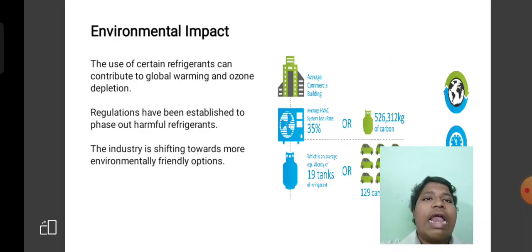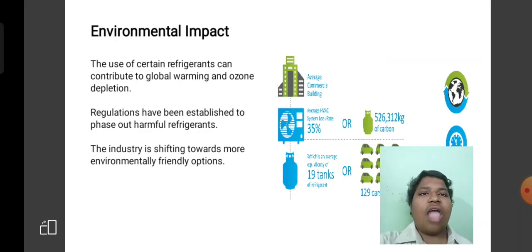Next, environmental impact. The use of certain refrigerants can contribute to global warming and ozone depletion. Regulations have been established to phase out harmful refrigerants. The industry is shifting towards more environmentally friendly options.